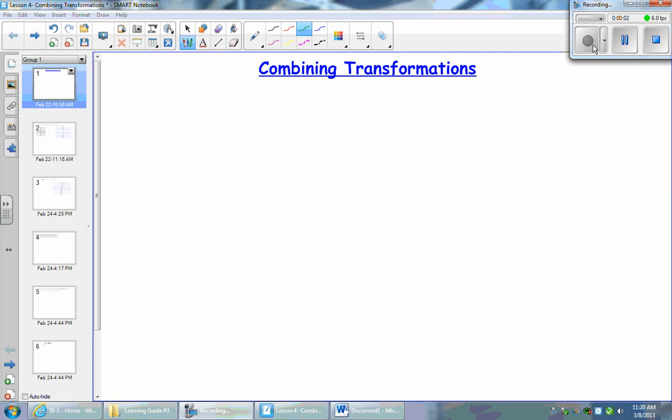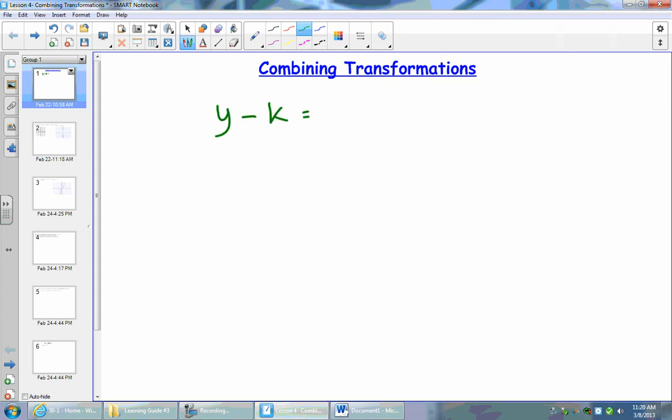Okay, so we're going to take all the transformations you've learned now and apply a combination of all those transformations to a given graph or a given function. The general form of a function that involves all the transformations you have applied in the past is of the form y minus k is equal to a times f of square brackets b times x minus h, close the brackets and close those square brackets. So there is the general form that represents all the transformations you've done so far.